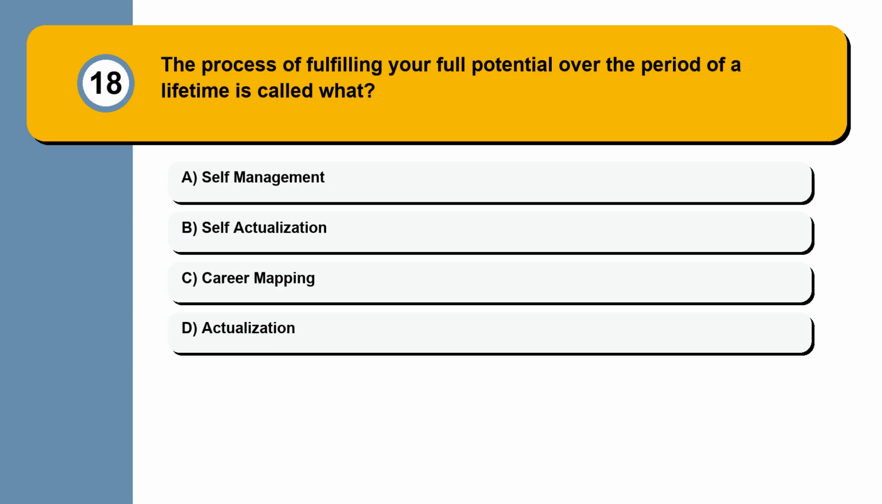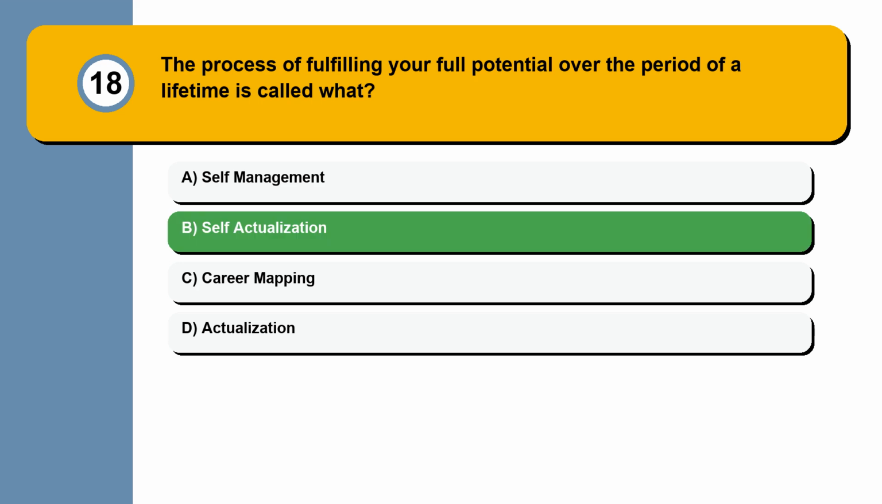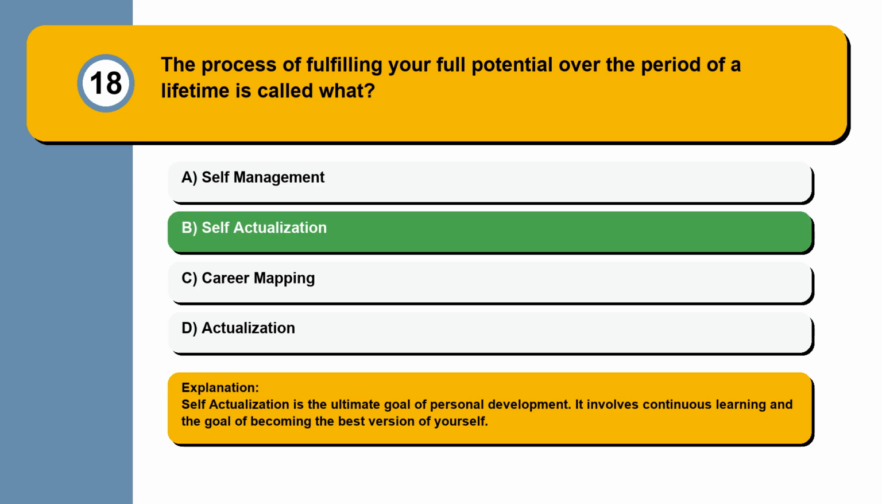Question 18. The process of fulfilling your full potential over the period of a lifetime is called what? Self-management, self-actualization, career mapping, actualization. Self-actualization is the ultimate goal of personal development. It involves continuous learning and the goal of becoming the best version of yourself.